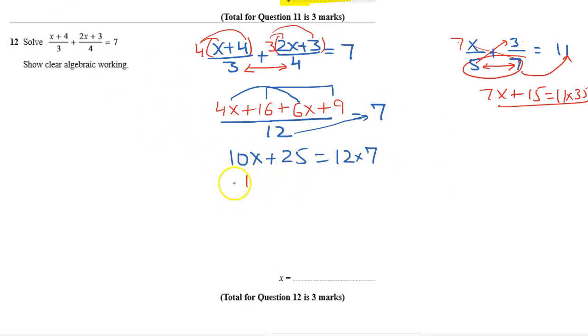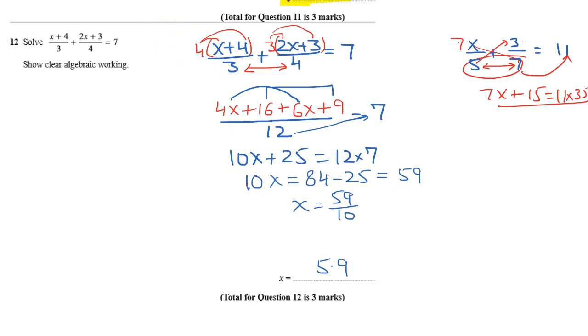So we have now 10x is equal to 12 times 7 is 84 minus 25. So that will be 59. So x will be 59 over 10. We can leave the answer here, or because this is divisible by 10, we can just write x is equal to 5.9 also.